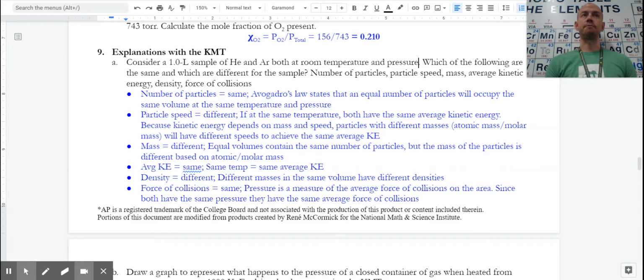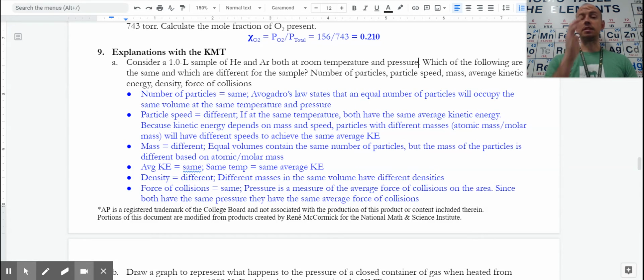This is a very common free response type of a question. And when you're doing this, it's important not to just say, well, one is lighter than the other. We have to first define at the same temperature, we know we have the same average kinetic energy. And kinetic energy depends on both mass and speed. You can't just say the light ones are fast, the heavy ones are slow, without acknowledging that it's the relationship with kinetic energy and temperature that allows us to know that.